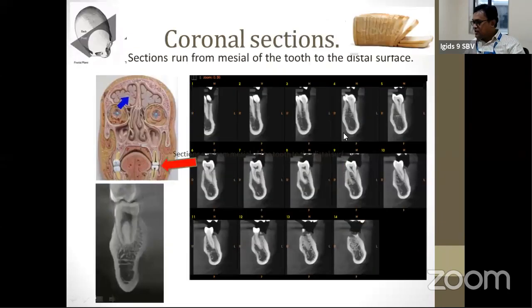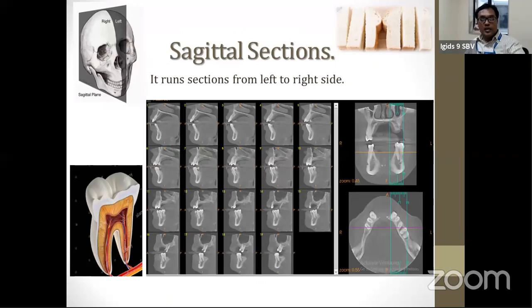Then coronal section likewise, running anteroposteriorly between the teeth. So it runs from the mesial end to the distal end of the tooth. And I also told you about the buccal and the lingual cortical plates, which are easily evaluable in your coronal section. So this is one of the critical sectionings, and it is a blessing in disguise for us to understand the buccolingual relation, and the pattern of bone is another thing that we can estimate on this section.